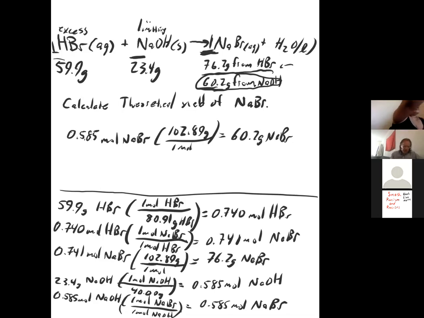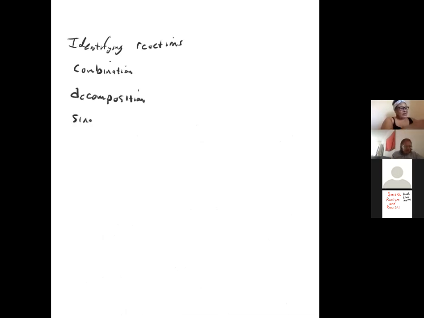Now, there's one more problem I want to show you. It's actually pretty simple, but I want to go through it just so that we've covered everything. So that is identifying four types of reactions. So here's the four categories: combination, decomposition, single displacement, and double displacement.